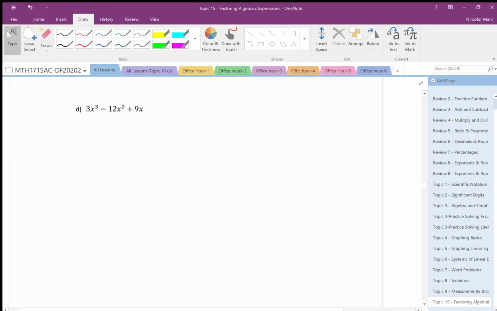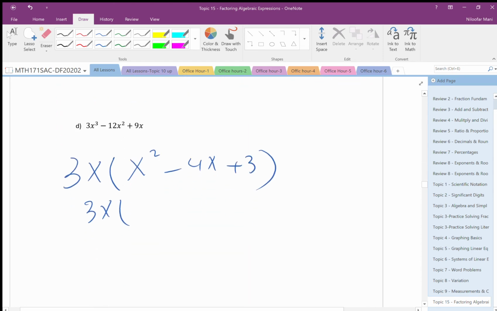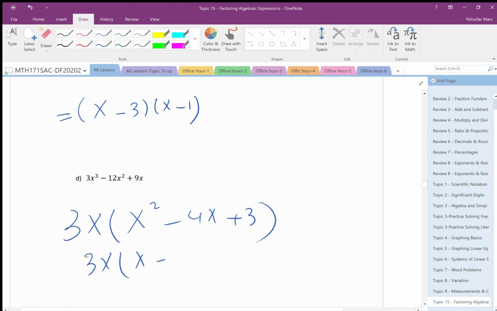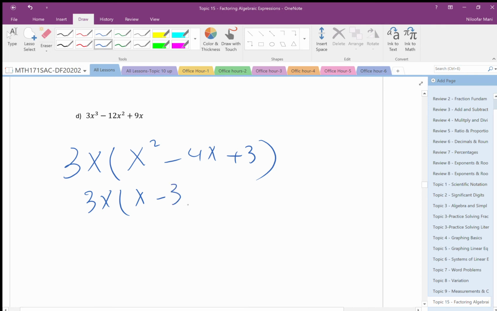Oh, here it's a cube. I don't know what to do. But I notice I can do common factoring. So at the beginning, the first thing that comes to your mind must be common factoring. Do I have anything in common? 3x multiplied by x squared minus 4x plus 3. And then I can say 3x multiplied by the same as there. So x minus 3 multiplied by x minus 1. Okay, because I have it from here.